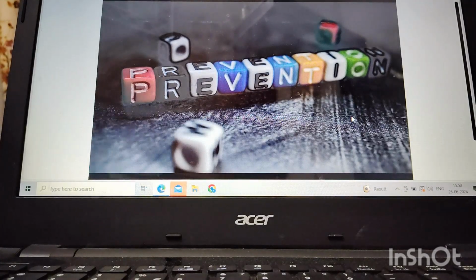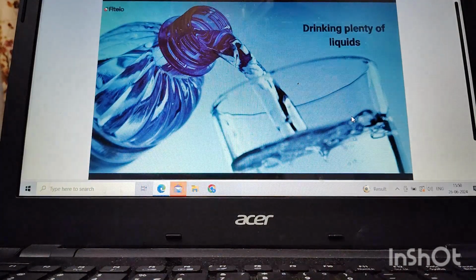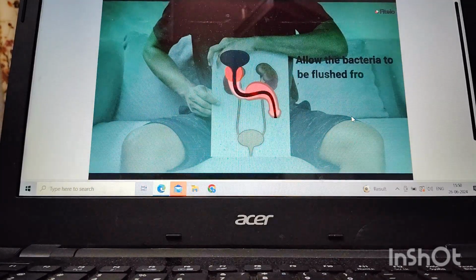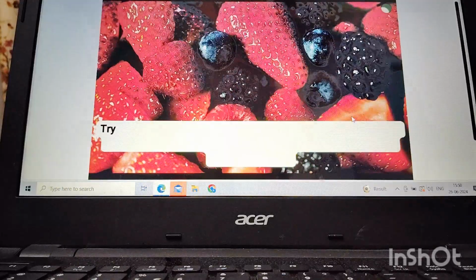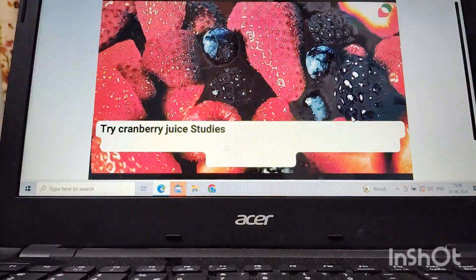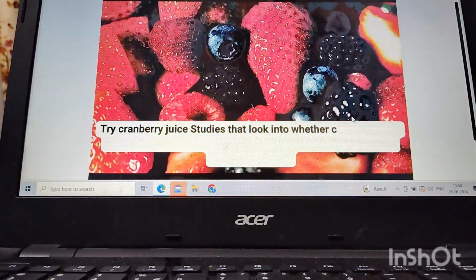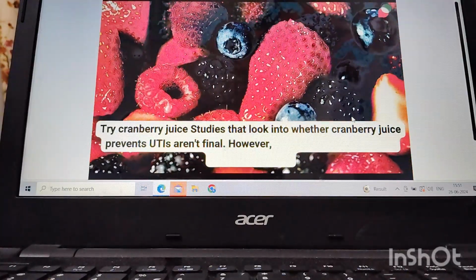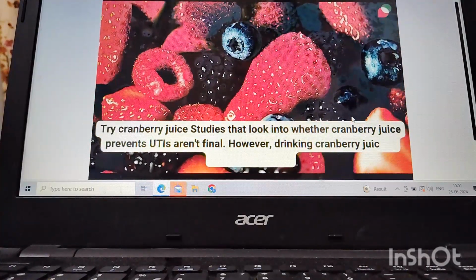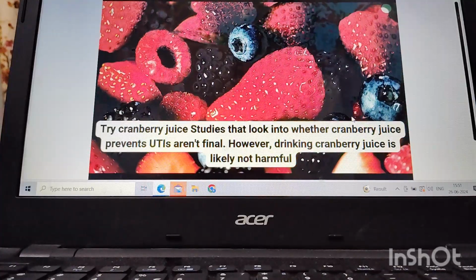Now, there are some preventive measures which a dietitian can guide to the clients, such as drinking plenty of liquids, especially water. Drinking water helps to dilute the urine, allowing the bacteria to be flushed from the urinary tract before an infection can begin. You can also try cranberry juice. Studies that look into whether cranberry juice prevents UTIs aren't final. However, drinking cranberry juice is likely not harmful.